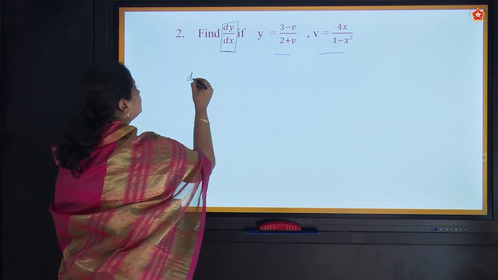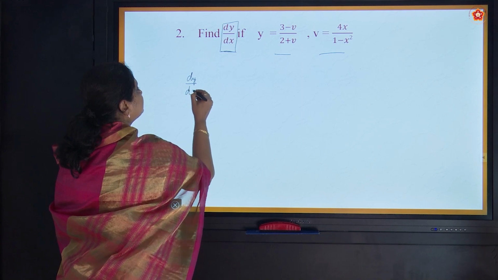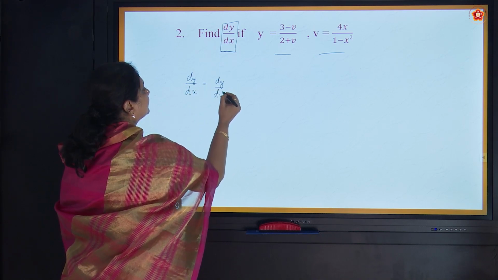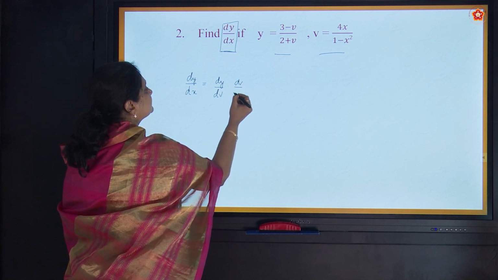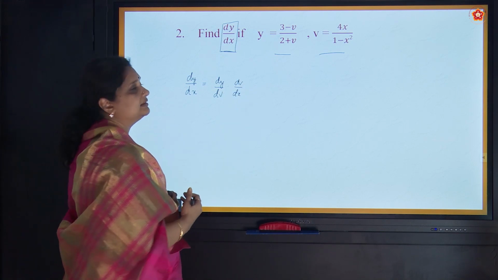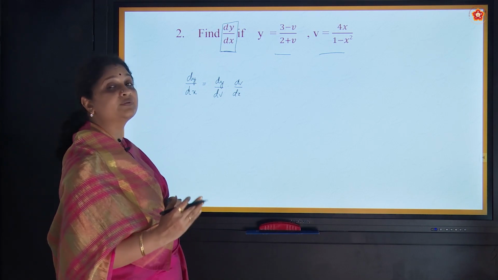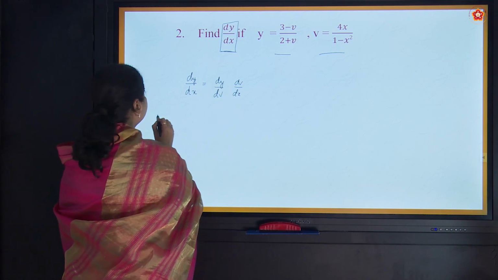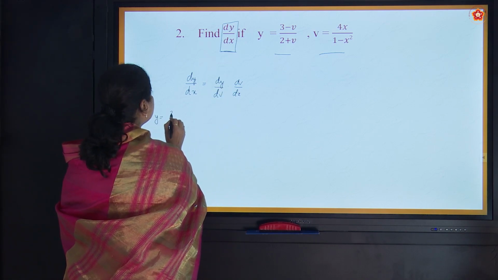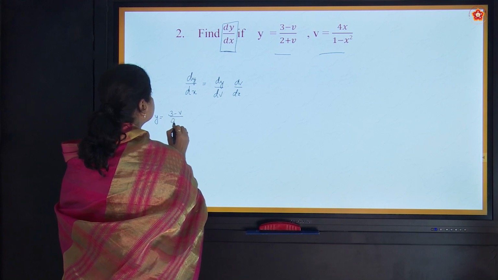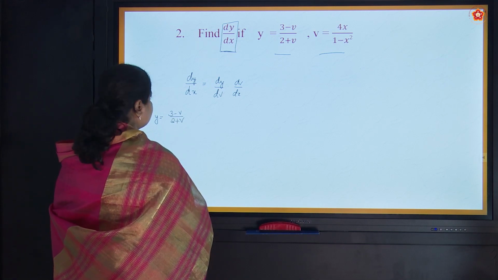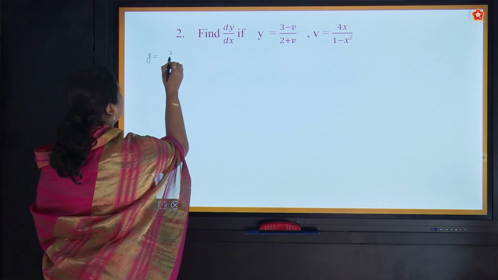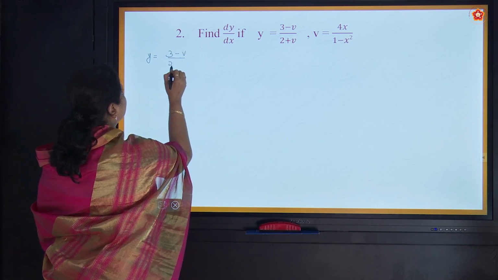So we know that according to the chain rule, dy by dx is equal to dy by dv into dv by dx. You get dy by dx. Whenever y is given in terms of a third variable, this is how you have to deal with it. So now we have y is equal to (3 minus v) by (2 plus v). We are going to find dy by dx using the chain rule. Now y is equal to (3 minus v) by (2 plus v).